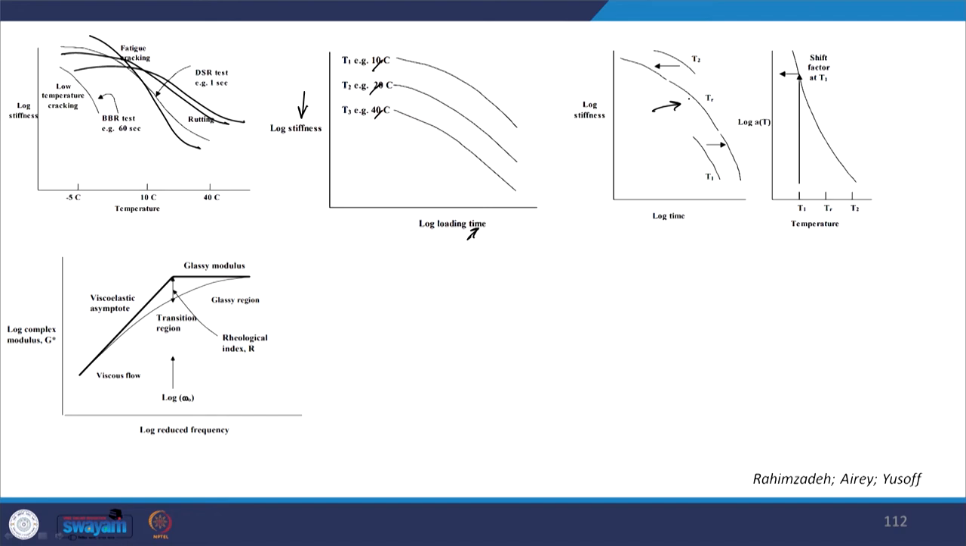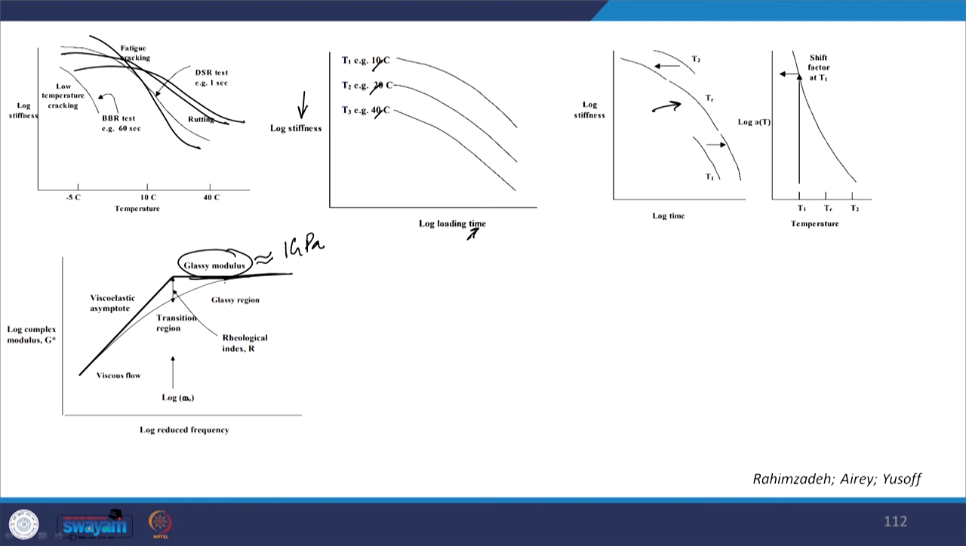Similarly, we can also draw the master curve with respect to frequency, which is just the inverse of time. And using the master curve, in fact, many aspects of the response of the bitumen can be quantified. For example, if you see, we have a region here where with further increase in frequency, the value of G star attains a plateau. All right. So this basically is called the glassy modulus, which, if you remember, I discussed once, is approximately equal to 1 gigapascal for bitumen.